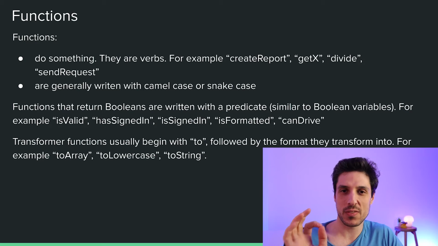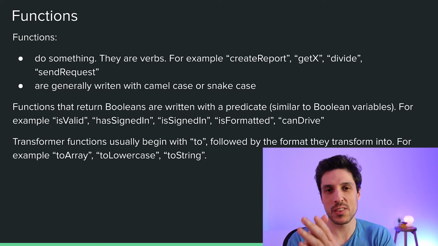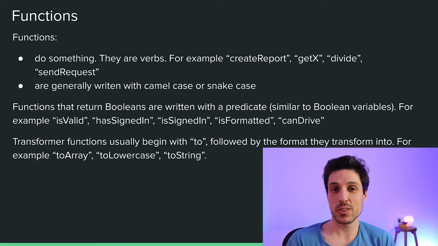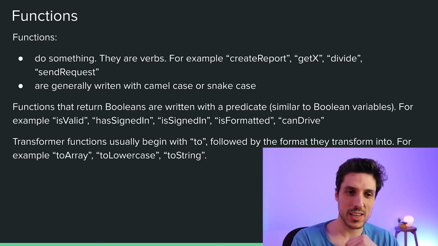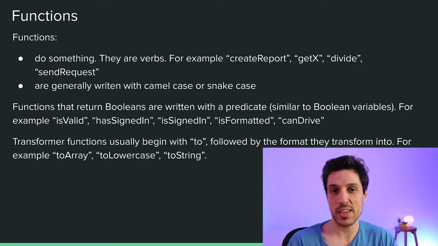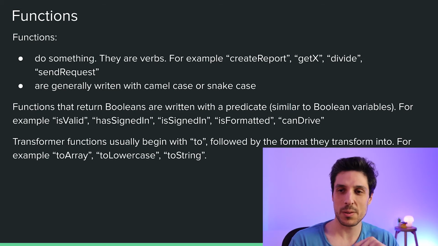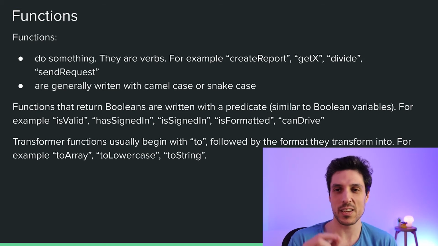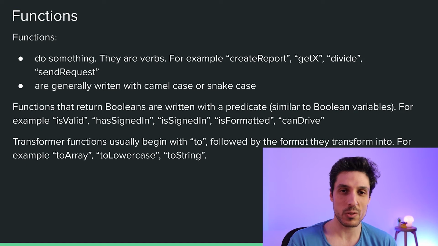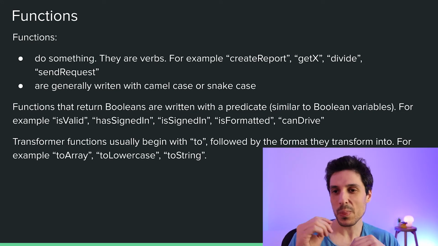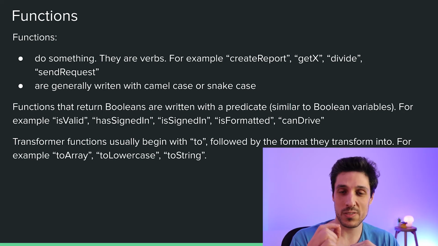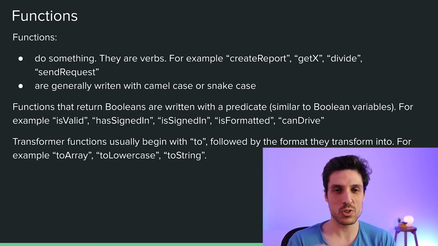Okay, so the next thing is functions. So in general, functions are things that do something. For that reason, they should be verbs, okay? And they usually start with a lowercase letter, and they use either camel case or snake case in most programming languages. So some examples of function names are things like create report, create to do, get X, divide, send request, things that do something. Okay, and again, just like with variables, there are a couple of variations. For functions that return Boolean values, a common convention is to start them with a predicate.